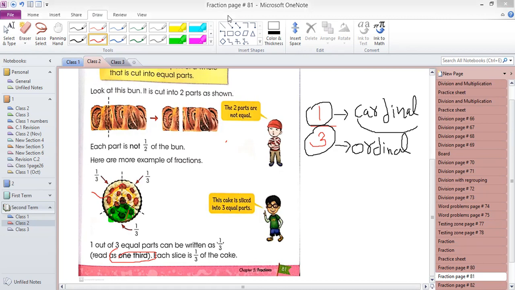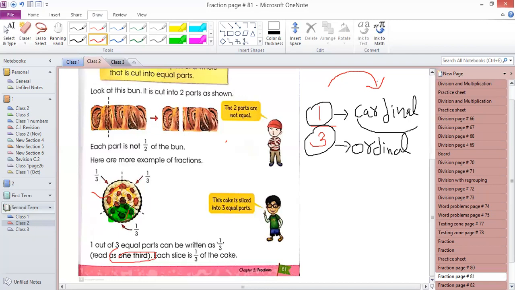I told you, to write any fraction, the numerator should always be a cardinal number, the number which you use for counting. How many bulbs are there? How many pencils are there? How many sharpeners are there? Or how many balloons are there? How many bags are there in your home? How many tires are there in your car? For counting, you use cardinal numbers 1, 2, 3, 4, 5, 6, 7, 8, 9, 10. These are cardinal numbers.